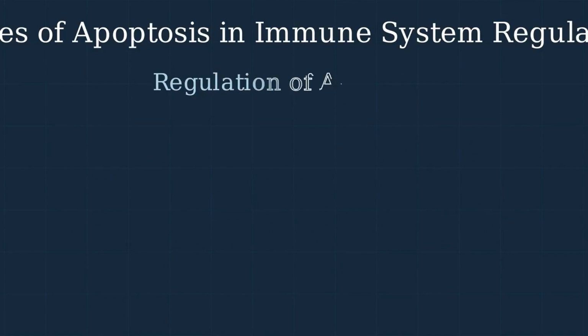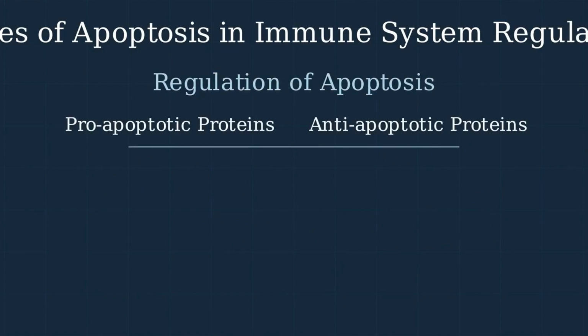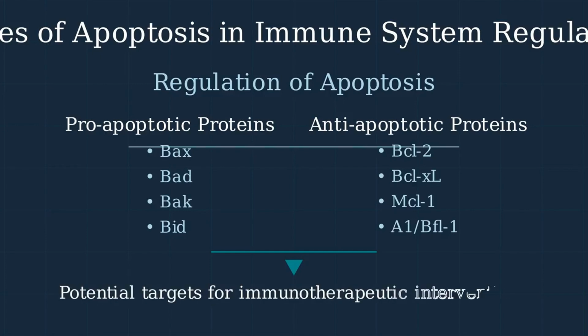The balance between pro-apoptotic and anti-apoptotic proteins regulates apoptosis in the immune system. Pro-apoptotic proteins like BAX and BAD promote cell death, while anti-apoptotic proteins like BCL2 and BCL-XL inhibit it. This delicate balance makes these proteins potential targets for immunotherapeutic interventions in various diseases.